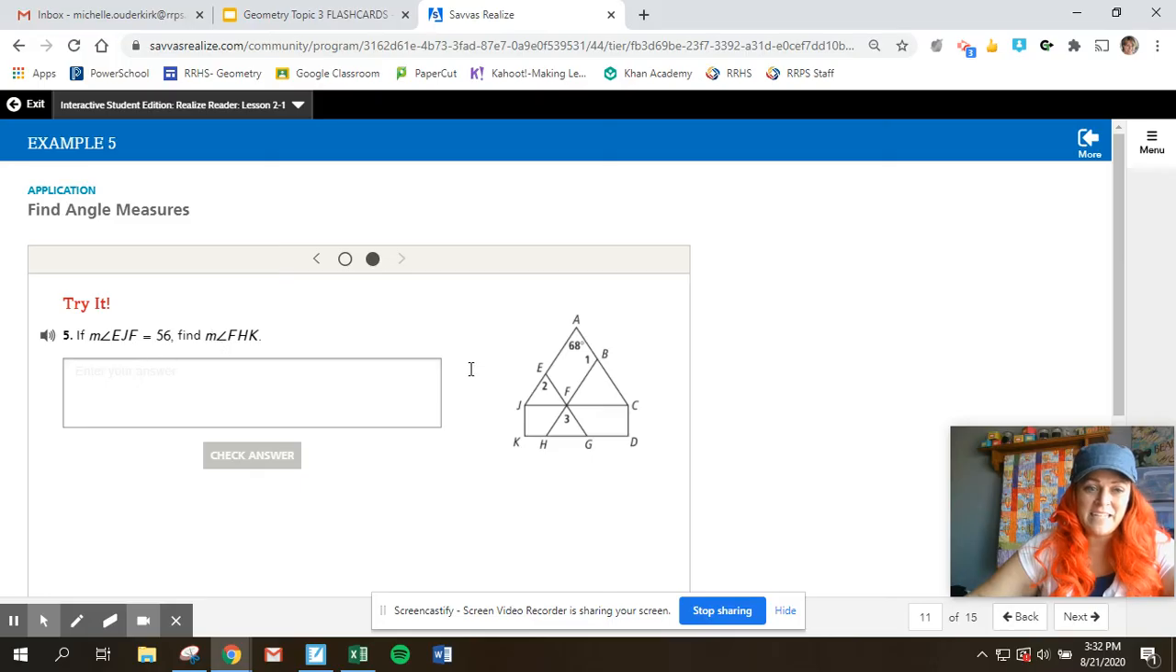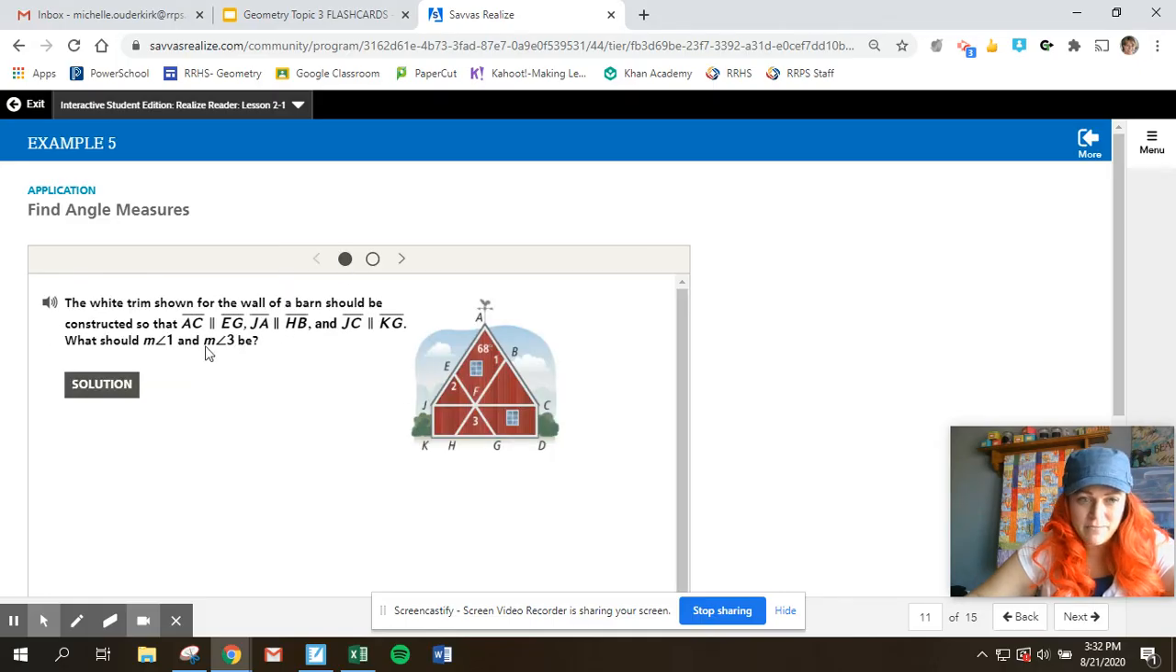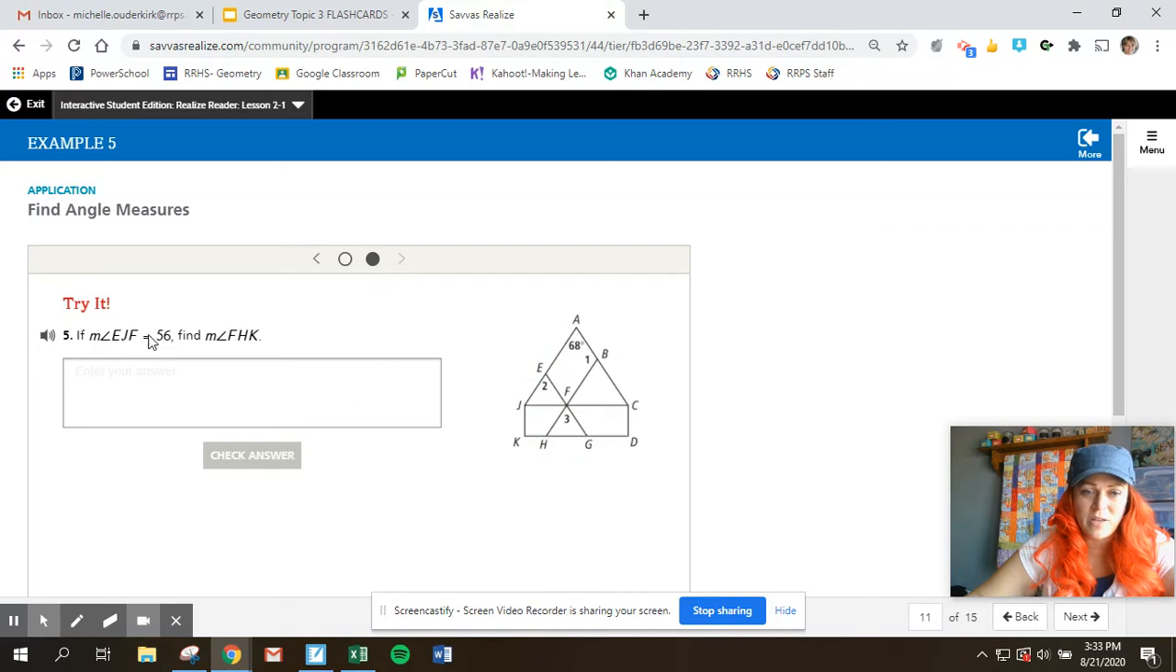Okay, same idea. Look, it's very similar to the barn problem, 68. Actually, is it exactly the same? Nope, this one has this 56 as well. So similar problem. And again, if you want to extend those parallel lines, go right ahead.